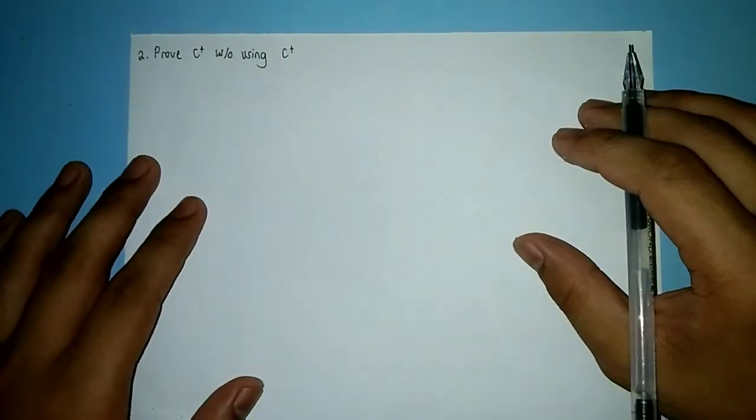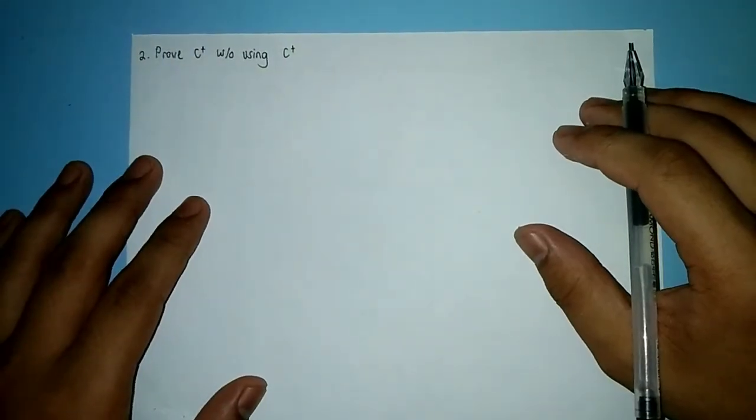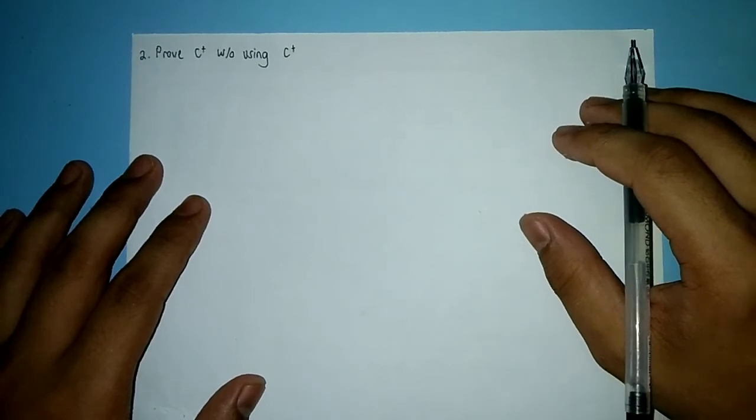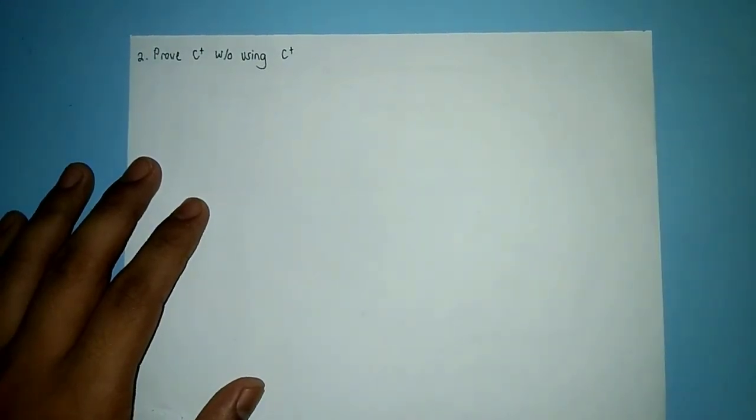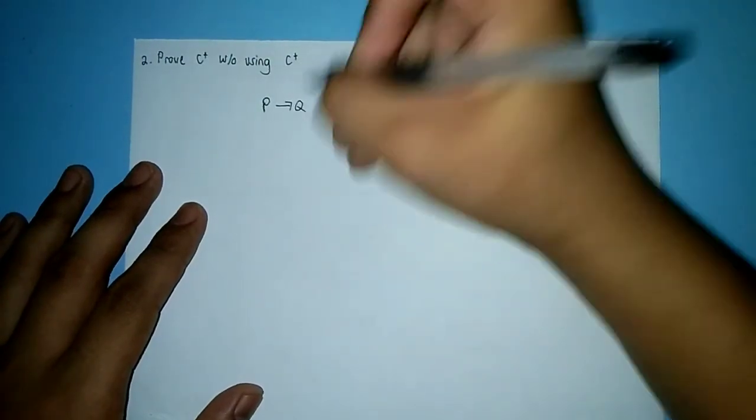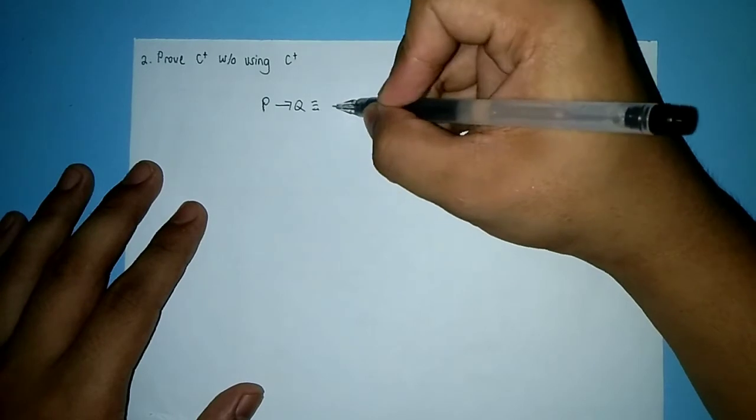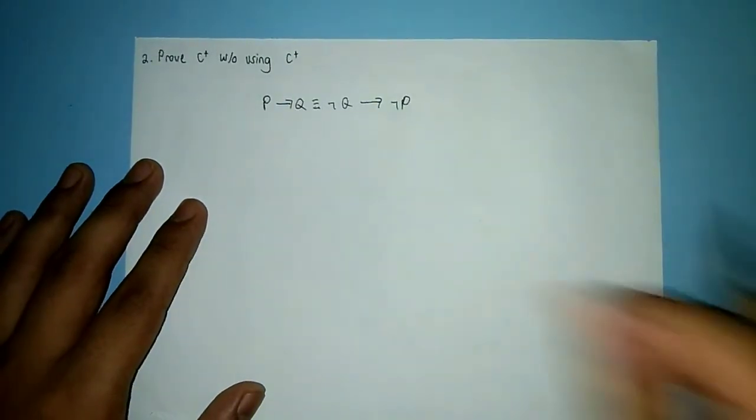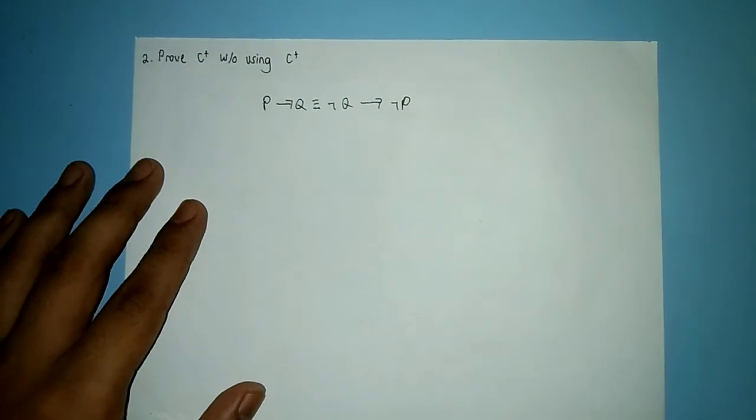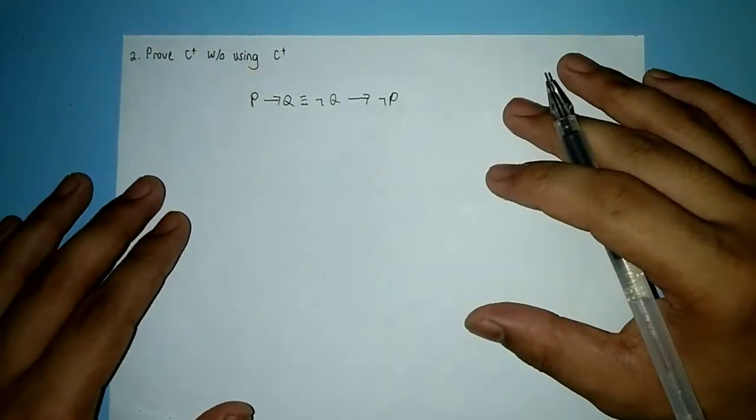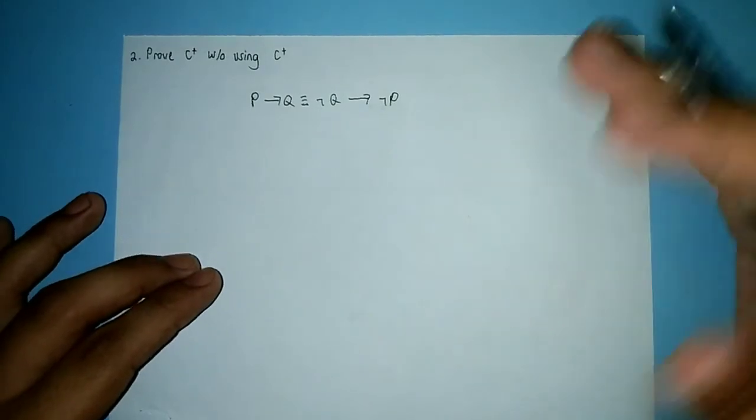Now, let's have number 2. Prove C plus or prove contrapositive without using contrapositive. So, ano ba yung contrapositive? P implies Q logically equivalent to not Q implies not P. Okay, so i-prove natin to nang hindi gumagamit ng contrapositive. Okay, so pwede nyo munang i-pause to tapos sagutan nyo mag-isa.